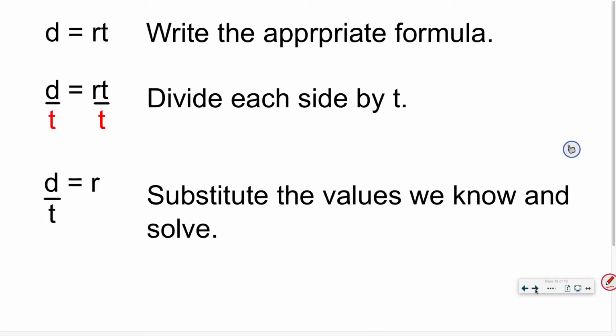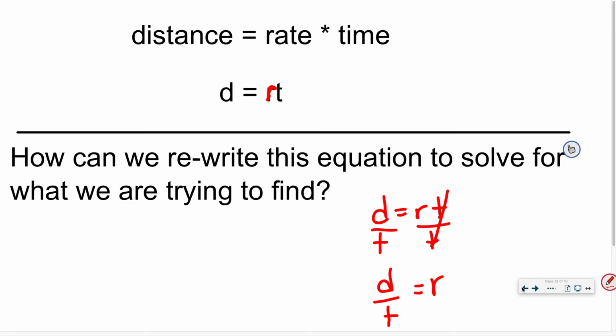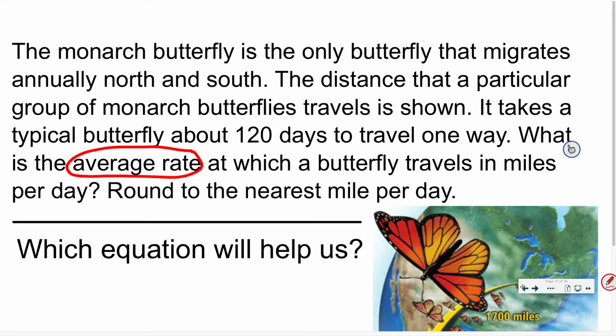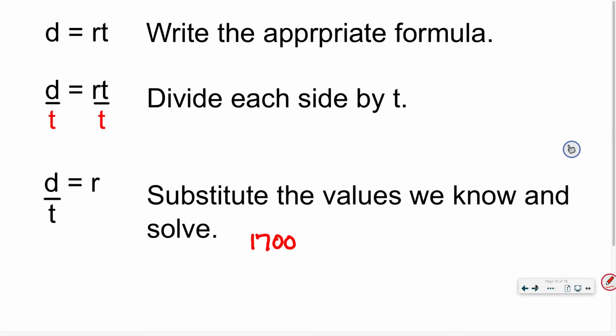Now, I know my distance, which was 1,700 miles. And I divide by my time of 120 days. What's my rate? This is how you calculated a unit rate. If I told you I drove 150 miles in 3 hours, what was my rate in miles per hour? You would have just divided my distance by the time. That's what we're doing here.